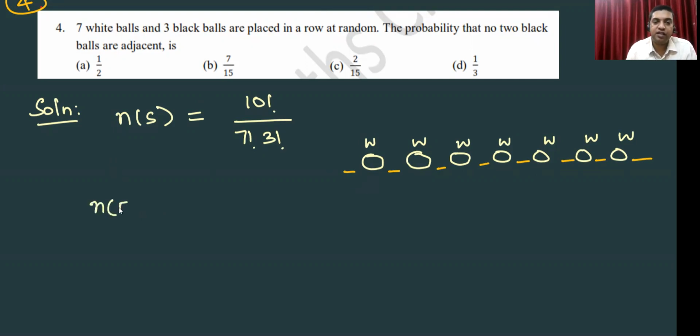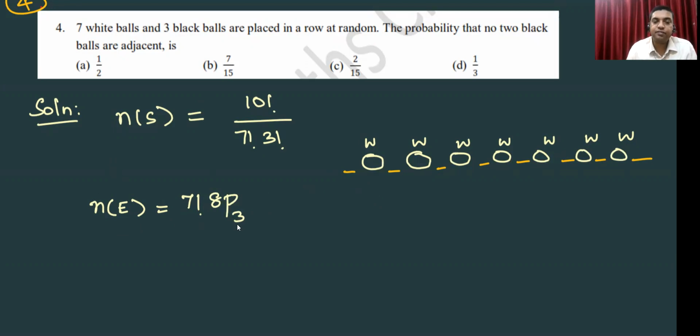So n(E) is, first of all, these whites will arrange amongst themselves in 7 factorial ways. Then there are 8 spaces, and which 3 can be arranged in 8P3 ways, or 8C3 into 3 factorial ways, which is 8P3 ways.